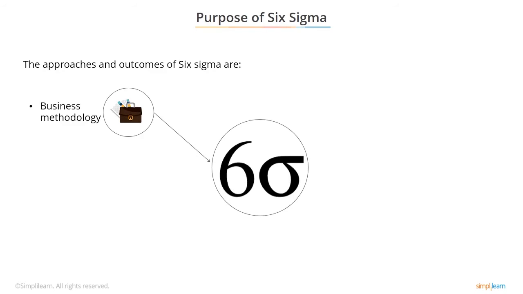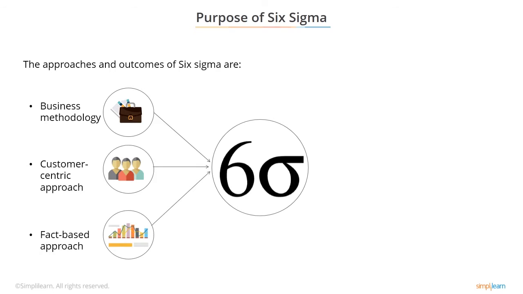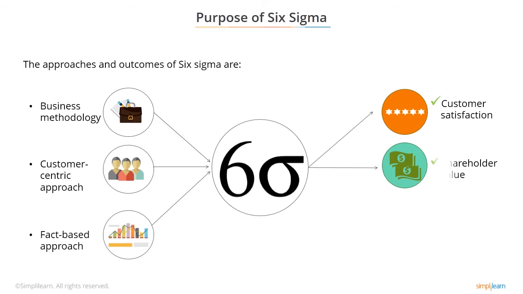Six Sigma is a business methodology that employs a customer-centric, fact-based approach to reduce process variation and waste. This helps us dramatically improve customer satisfaction, increase shareholder value, and strengthen employee commitment. The methodology is designed to make companies rethink the way they do business and generate improvements in processes and services.